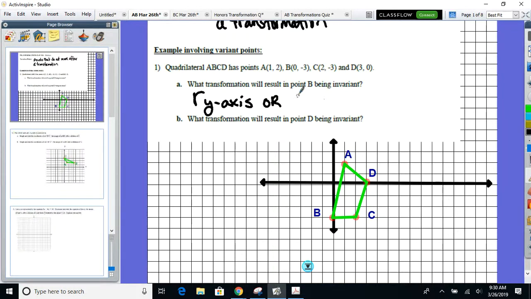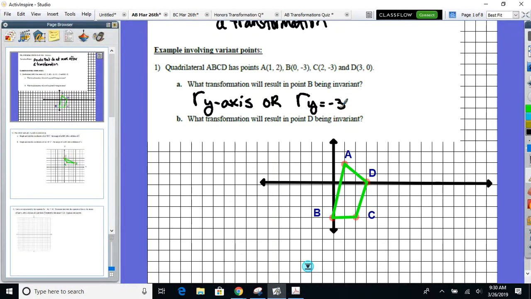Here's what I want, though. I'm going to give you a little hint. I want another reflection. Got it, Christian? A horizontal line of y equals -3. Yep, that won't go anywhere. Good, good, good. All right, give me something where point D would be invariant now.